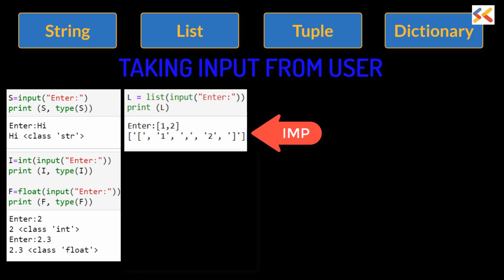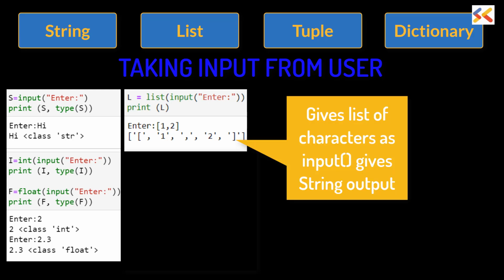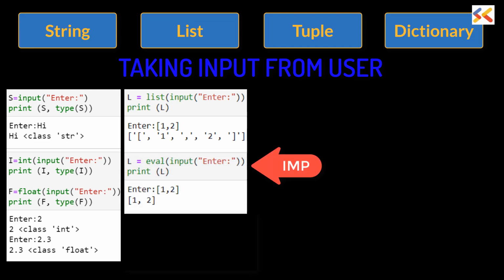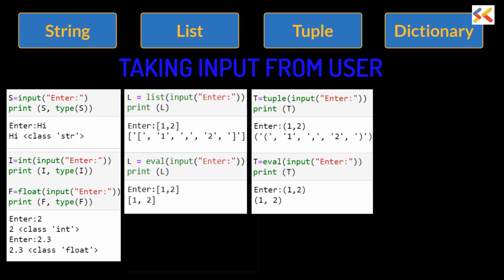We saw earlier how list function behaves on string. It does the same thing over here and gives a list of characters. But what we want is that it should properly read individual values of list. This is possible if you use eval function. Eval function can evaluate what data type you are giving and gives that specific data type. So if you give a list with square brackets, it will properly interpret all data types in it and return a list.